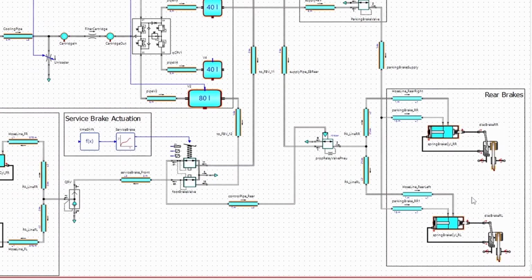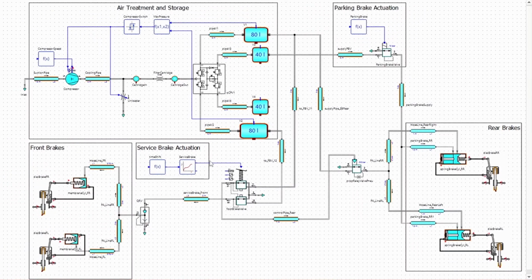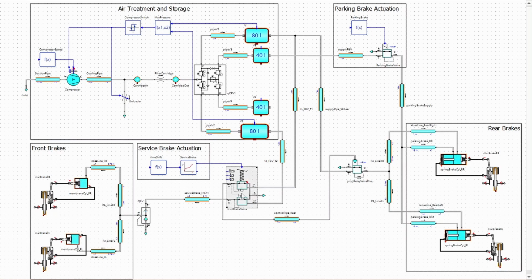The service brake can be actuated by varying the signal input at the foot brake valve. The front brake cylinders are supplied with compressed air directly via the foot brake valve. The pressure reduction in the brake cylinders of the front axle is accelerated using a quick release valve.